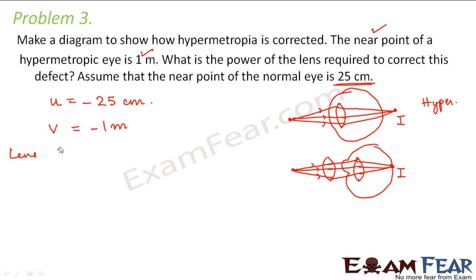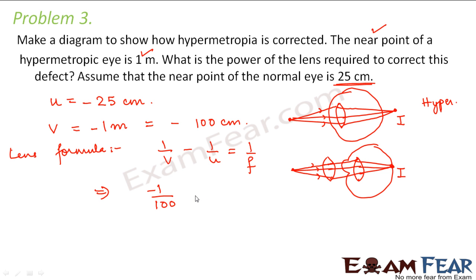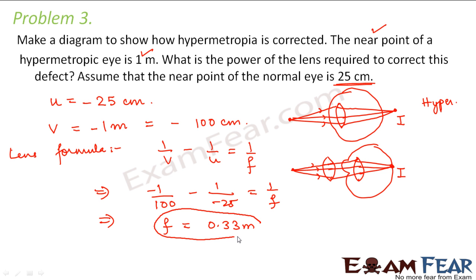So now applying the lens formula, you can say that 1 by V minus 1 by U is equal to 1 by F. That means minus 1 by 100, because 1 meter will be equal to minus 100 centimeters. So this is minus 1 by 100 minus 1 by minus 25 is equal to 1 by F. So from this we get F is equal to 0.33 meters. So this would be the focal length of this convex lens.